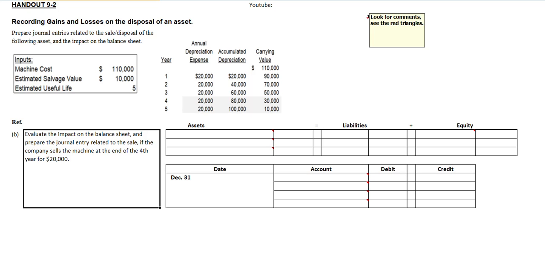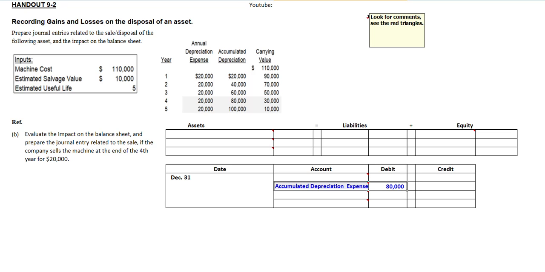So let's look at it from a journal entry perspective. First thing again, we could remove our accumulated depreciation of $80,000 because we just had 4 years. We have to remove the equipment at $110,000. We're getting $20,000 in cash. And again, if we add up debits, 80 and 20 is 100, 110 on the credit side. Debits don't equal credits, so we know we need another debit for $10,000.